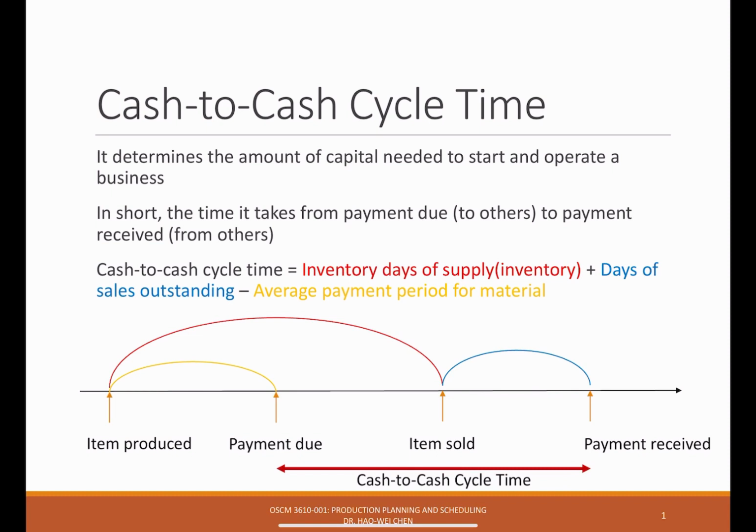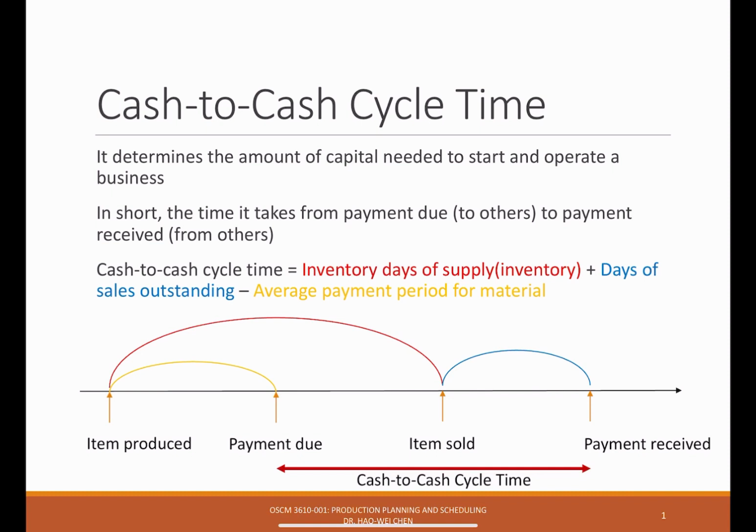of sales outstanding. And from the time when the item is produced until the time the item is sold, this is called the inventory days of supply, or the days of inventory. And from the time when the item is produced until the time the payment is due, this is called the average payment period for materials.